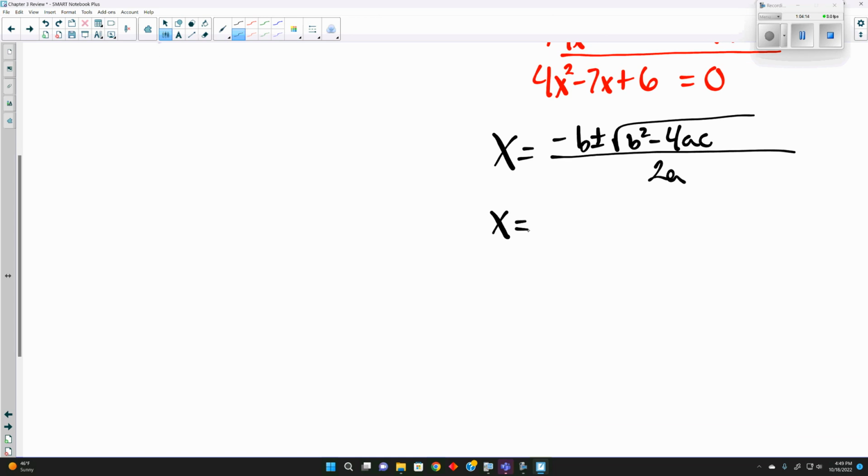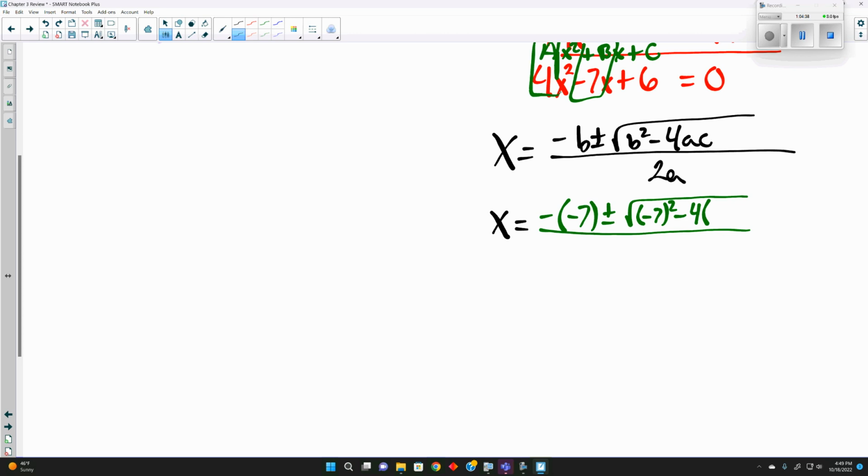And again, this is referring back to our ax squared plus bx plus c. And for this first part here, negative b. Our b value is negative 7, plus or minus the square root of b squared, so negative 7 squared, minus 4 times a. Well, a in our case is 4, times c, which is 6. And again, we take the sign with it, over 2 times a, 2 times 4.